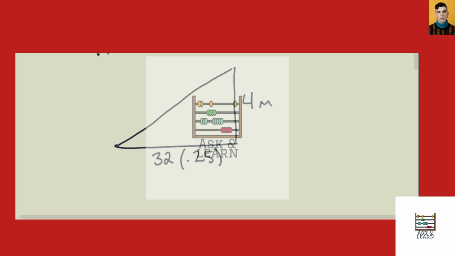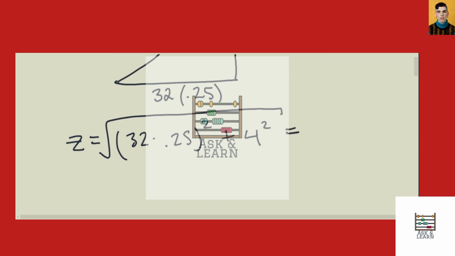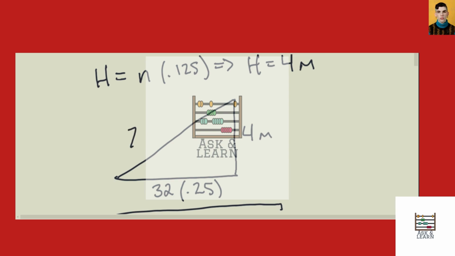And now if we want to find the hypotenuse, we use the Pythagorean theorem. So let's call it hypotenuse z. So we have the square root of (32 times 0.25) squared plus 4 squared. So for z, we have 8.9 meters. Z is equal to 8.9 meters. This is the distance that a person travels going up an escalator.